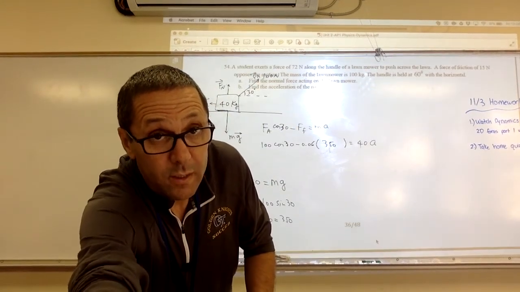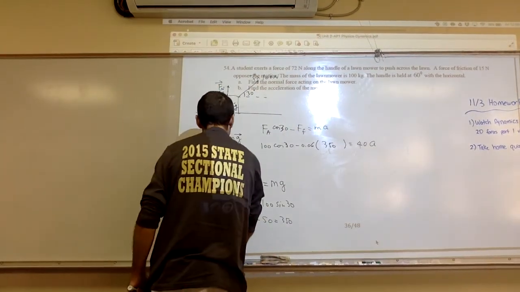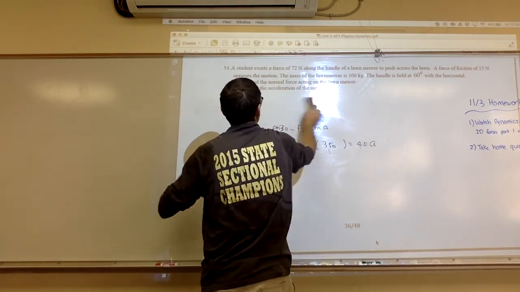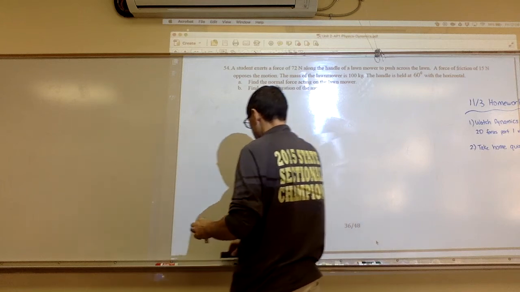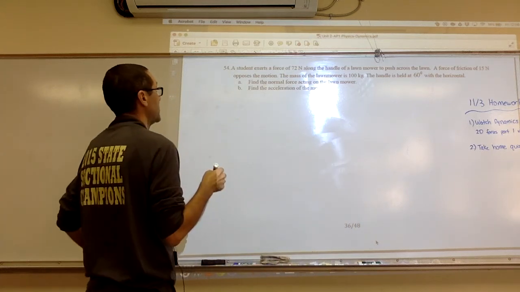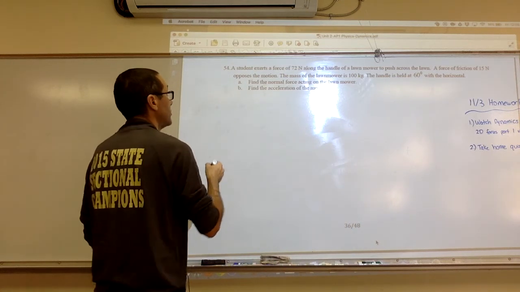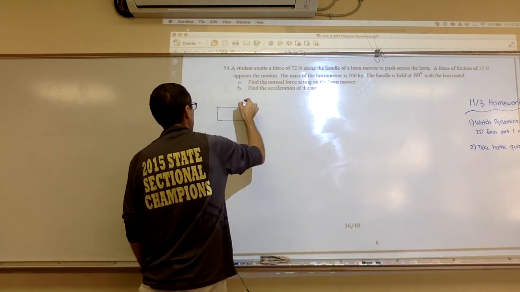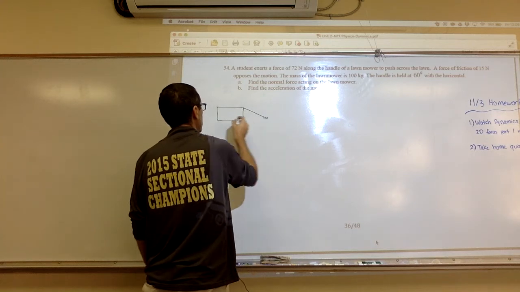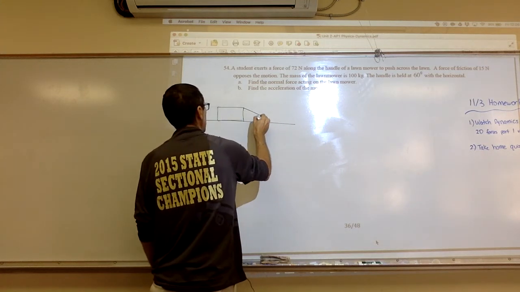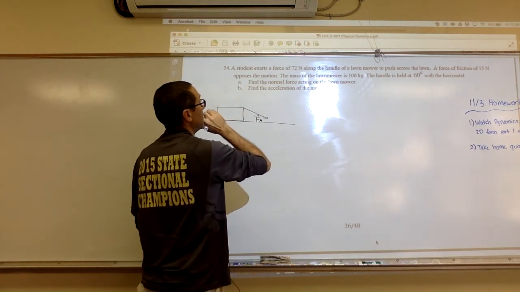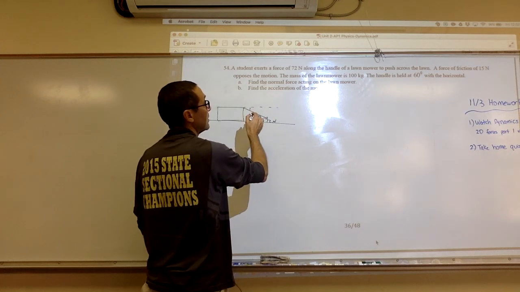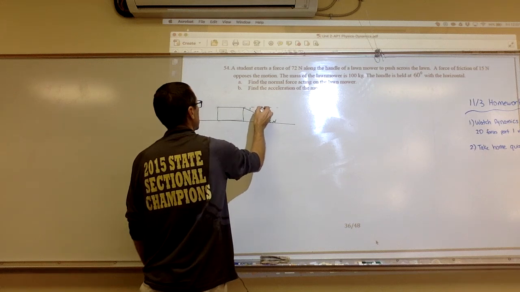All right, last one all day. All right, so a student exerts a force of 72 newtons along the handle of a lawnmower. So they're pushing down on the lawnmower. Okay, so I'm going to put that force here. This is the ground. Applied force here. That's 72 newtons. Here's the angle of 60 degrees.